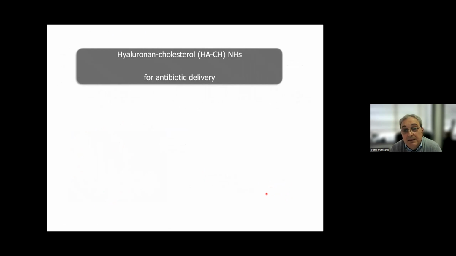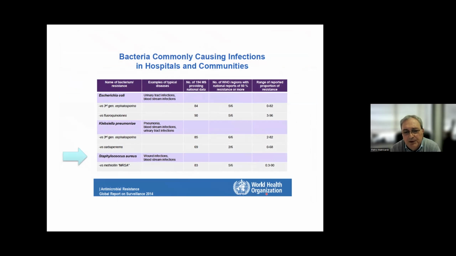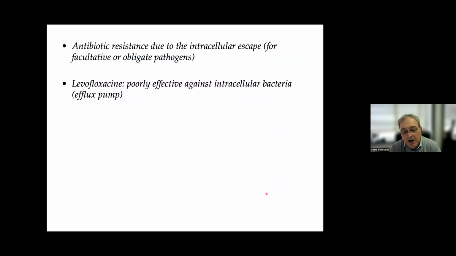Another proof of concept we have done is related to the antibiotic delivery. You know that antibiotic resistance, antimicrobial resistance is a very huge problem, and maybe in the next years we will have a lot of problems all over the world because of the antimicrobial resistance. And one of the most important bacteria that is resistant to many antibiotics is the Staphylococcus aureus. Why? There are a lot of effects that are exploited by bacteria to resist to the activity of antibiotic, and one of these is the so-called intracellular escape.